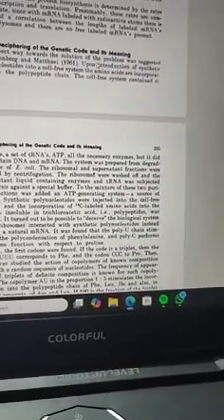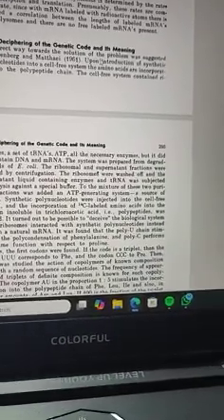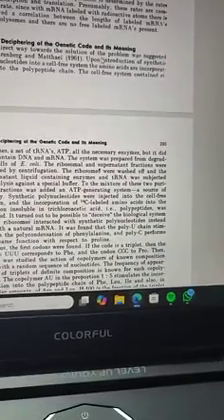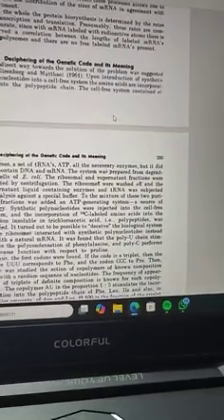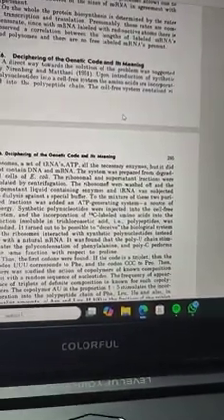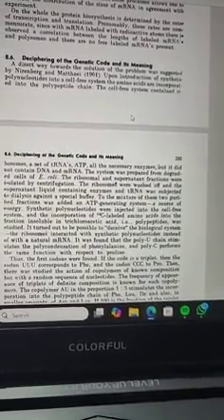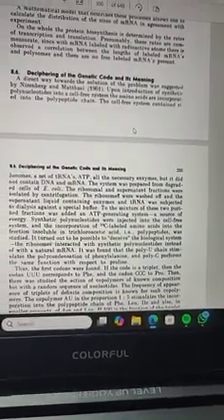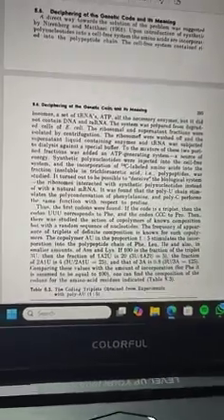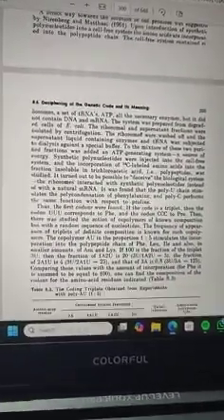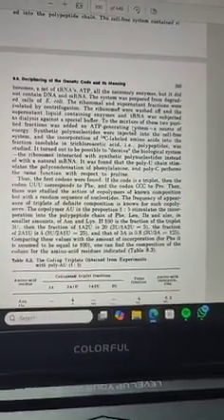A direct way toward the solution of the problem was suggested by Nirenberg and Matthaei in 1961 upon introduction of synthetic polynucleotide into a cell-free system. The amino acids are incorporated into the polypeptide chain. The cell-free system contained ribosomes, a set of tRNA, ATP, and all necessary enzymes, but did not contain DNA and mRNA.